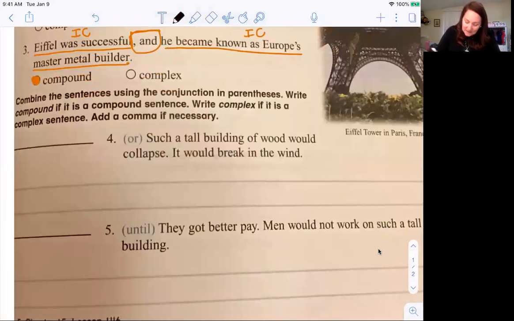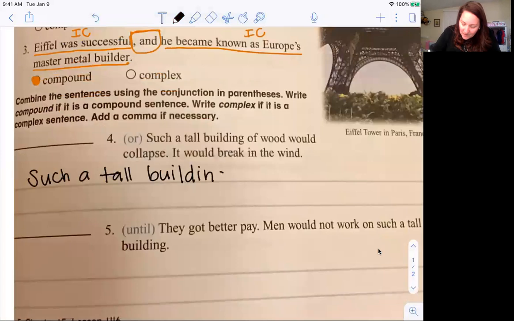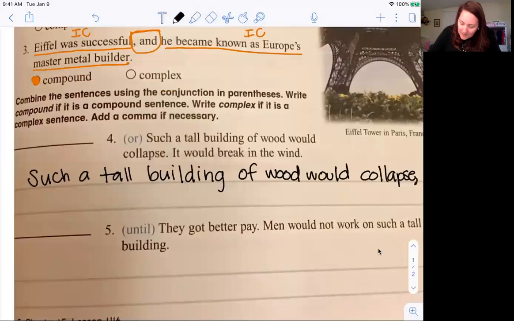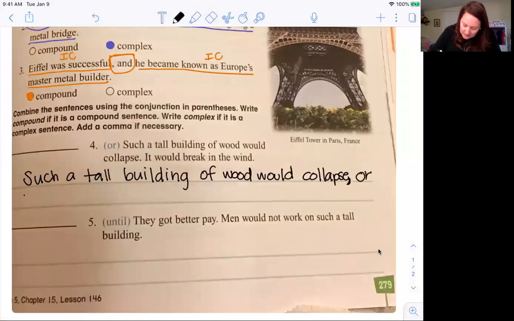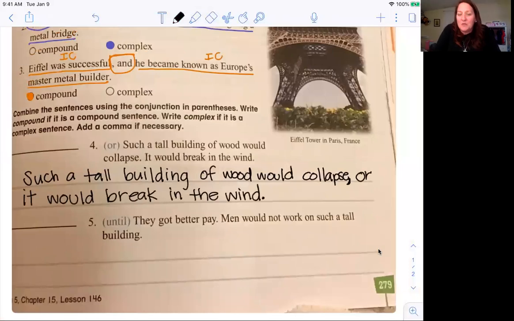So let's look. We're going to combine them. Such a tall building of wood, those homophones there, collapse, comma, or it, and we got a lowercase at it would break in the wind, period. Remember, sentences start with capital letters and they end with punctuation.